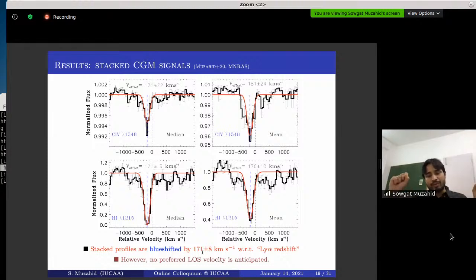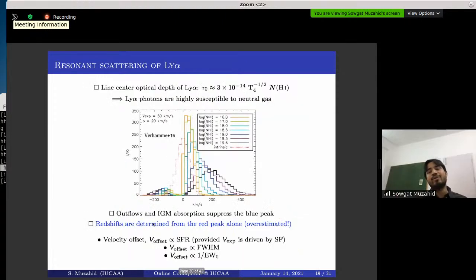Now, you see, since the Lyman alpha emitters are randomly oriented with respect to the background quasar, and we are actually probing the gas along the transverse direction, there shouldn't be any preferred line of sight velocities. And the offset, the fact that it is not centered around zero, is coming from Lyman alpha resonance scattering. Because it is known that if you calculate your redshift from Lyman alpha emission, it doesn't give you the true systemic redshift. It's because of the large absorption cross-section of the Lyman alpha line. It's basically given by this equation. And so Lyman alpha photons are really highly susceptible to neutral gas.